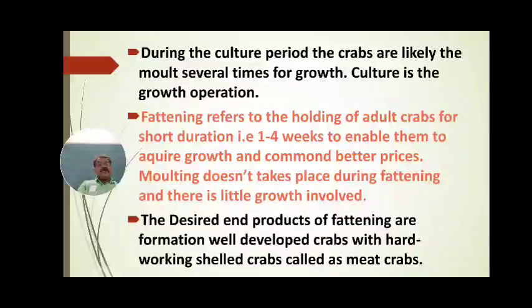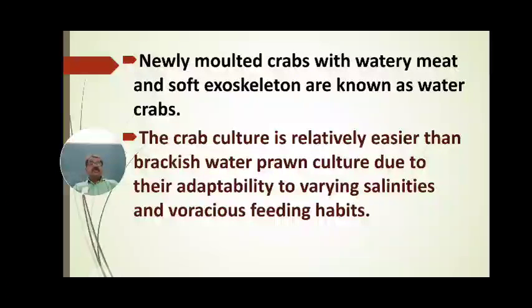The desired end product of fattening is the formation of well-developed crabs with hard shelled crabs called meat crabs. Newly molted crabs with watery meat and soft exoskeleton are known as water crabs. What is the water crab? Newly molted crabs with watery meat. When the meat contains more water and the exoskeleton is soft, that crab is called a watery crab or water crab. In the water crab, more water is present in the muscles.